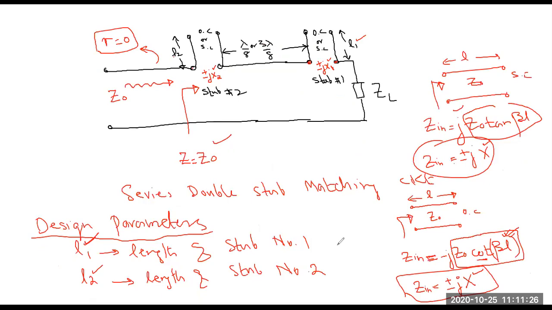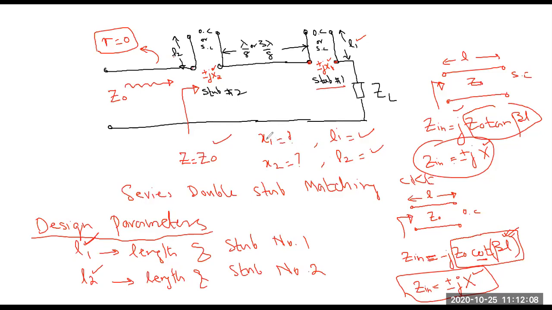And for series connection, once we know X1, we will find out L1. Once we know X2, we will be able to find out L2. So this is going to be our solution process. We will start by finding out how much reactance or susceptance we expect from stub number 1. Then we will find out its length. Then we will go to stub number 2, find out our requirement of X2, and then find out L2.